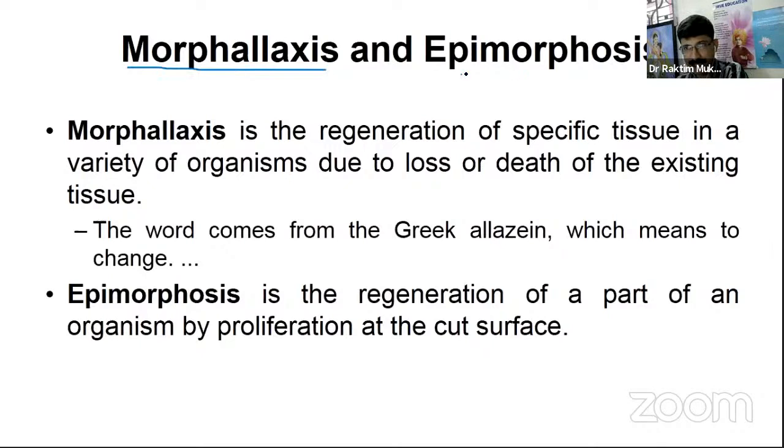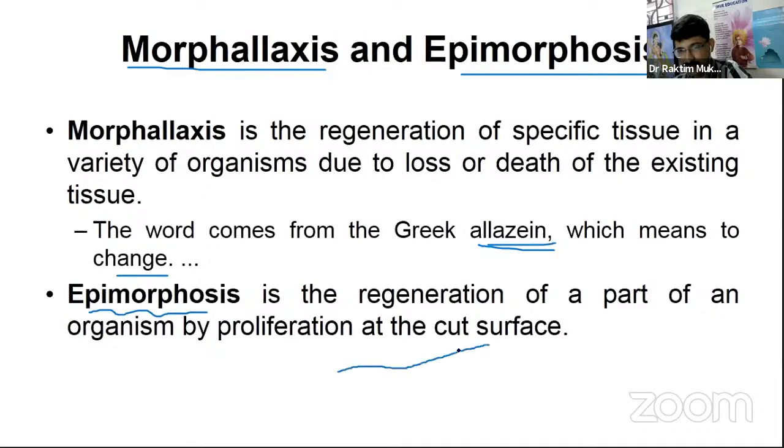Morpholaxis and epimorphosis. Morpholaxis is the regeneration of specific tissues in a variety of organisms due to loss of depth of the existing tissue. The word morpholaxis comes from the Greek word allassein. Allassein means to change. So morpholaxis essentially means change. On the other hand, epimorphosis is the regeneration of a part of an organism simply by proliferation at the cut surface.